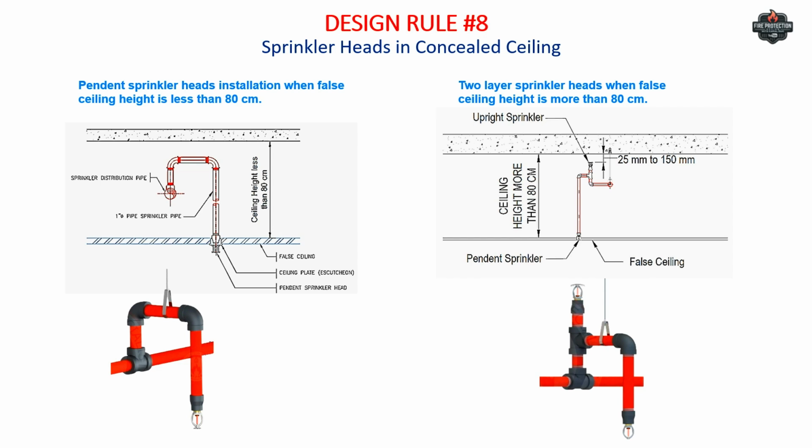Design rule 8, sprinkler heads in concealed ceiling space. When dealing with spaces where the ceiling height is more than 80 centimeters, you should provide one upright sprinkler above in the ceiling space and then one sprinkler at the false ceiling. This is as per the NFPA and FM rules.